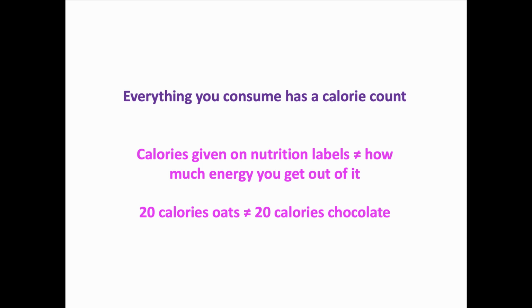It's important to note that the calories given on nutrition labels do not necessarily equal how much energy your body converts it into. That's because some energy is used in digesting certain foods, and that varies depending on how difficult or easy the food is to digest. For example, you may have 20 calories worth of oats and 20 calories worth of chocolate, but your body may not necessarily get 20 calories out of both of those different foods because of the amount of energy it takes to digest them. So in the case of oats, they're harder to digest and more energy will be used in trying to release the calories from them. So you tend to get less out of oats than you do from chocolate.